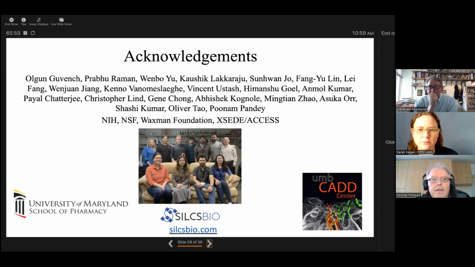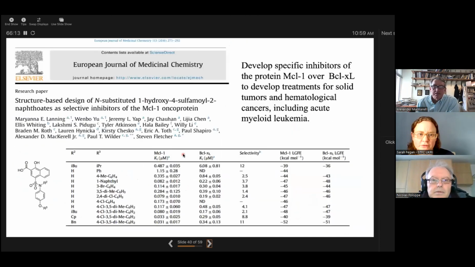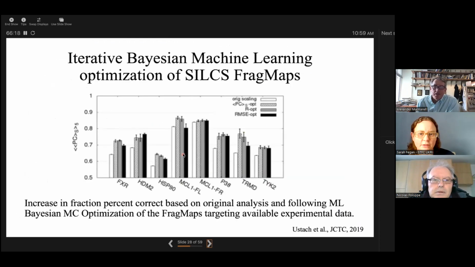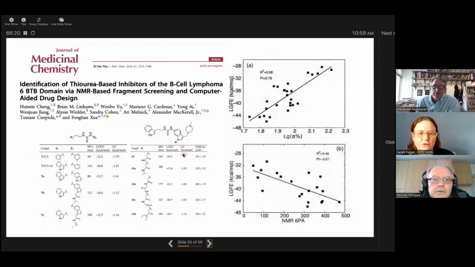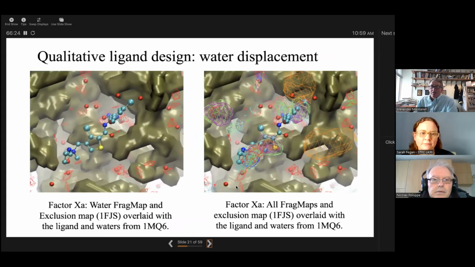So the first question was from Michael, and this was from the slide where you were looking at the FragMap of PTP1B. He said there were several sites where it looked like multiple functional groups could have affinity. So the question is, how do you determine which of those is a good drug binding pocket, or which is really the druggable site?